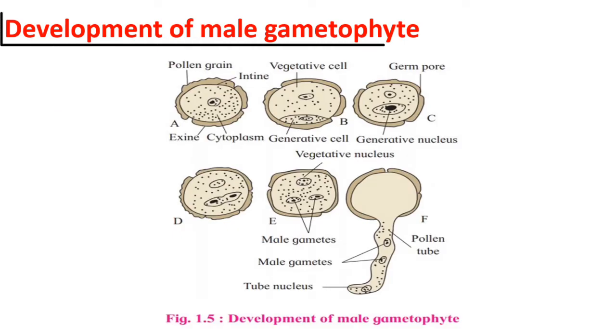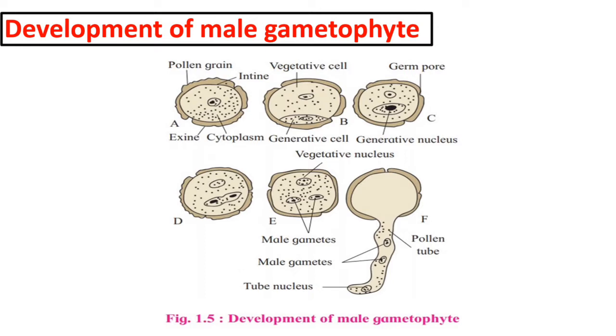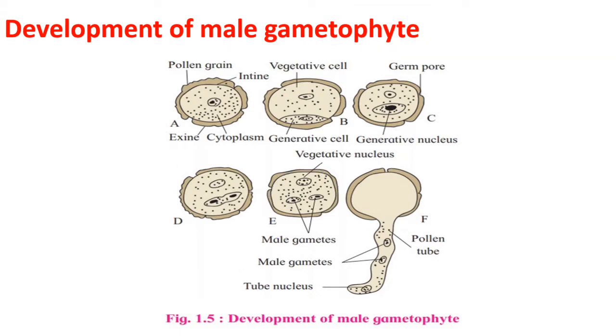Next question can be: describe the development of male gametophyte. So you can see the pollen grain undergoes mitotic division to form a two-celled structure. It consists of a vegetative cell and a generative cell. Further, the generative cell undergoes mitosis to form two male gametes. When the pollen grain gets deposited on the stigma, it absorbs sucrose, and the intine comes out of the germ pore forming the pollen tube. So you can see over here pollen tube, tube nucleus, and two male gametes. This region constitutes the male gametophyte.